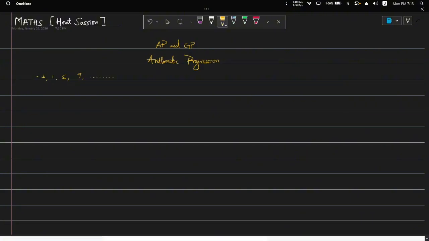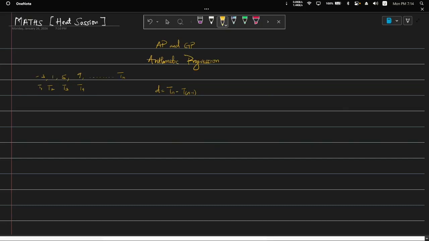Now look at it. There is a common difference between all these numbers. How do we know we have a common difference? Because this is called the first term, this is the second term, third term, fourth term, up to the nth term, whatever the nth term is. Now, the common difference for an arithmetic progression is Tn minus Tn minus 1. What does this mean? This term minus the term before it.